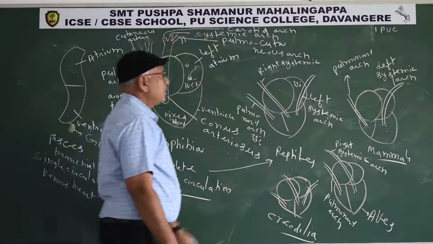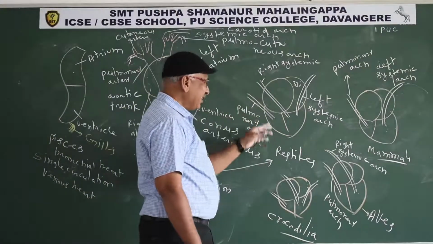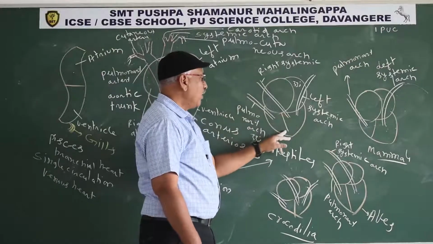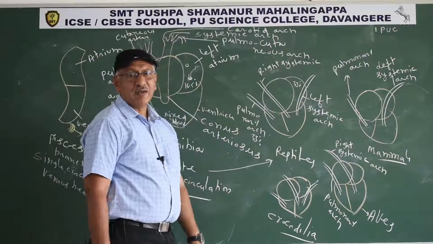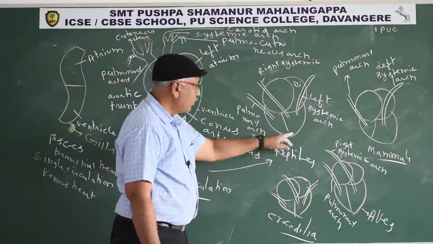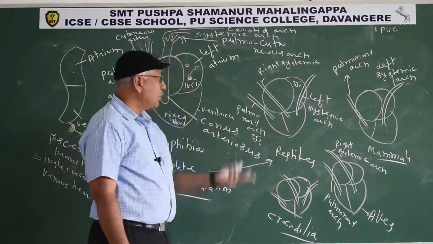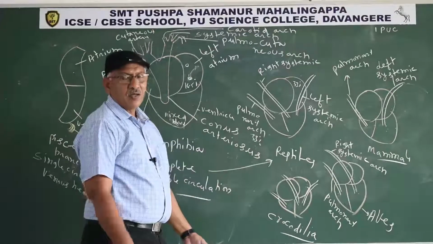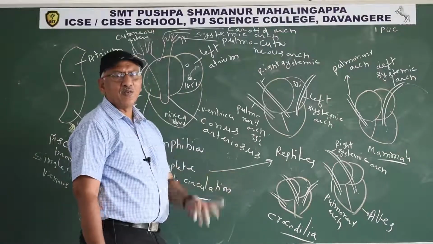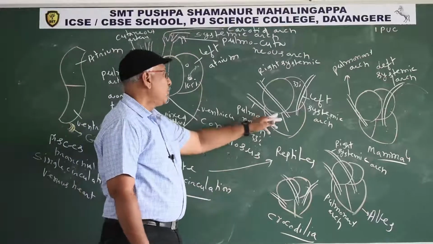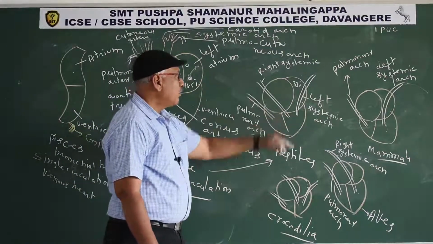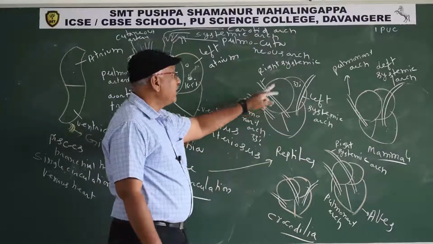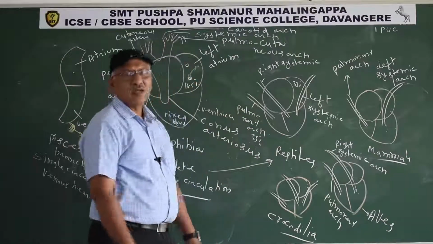In reptiles, the heart is 3-chambered: right atrium, left atrium, and ventricle. The ventricle is incompletely divided, not completely divided into 2 chambers. That's why you may say 3-chambered heart or incompletely divided 4-chambered heart. From the ventricle, 3 arches arise: pulmonary arch, right systemic arch and left systemic arch.